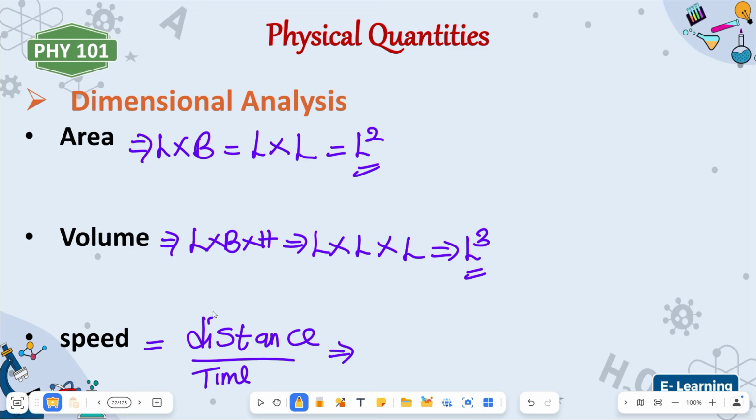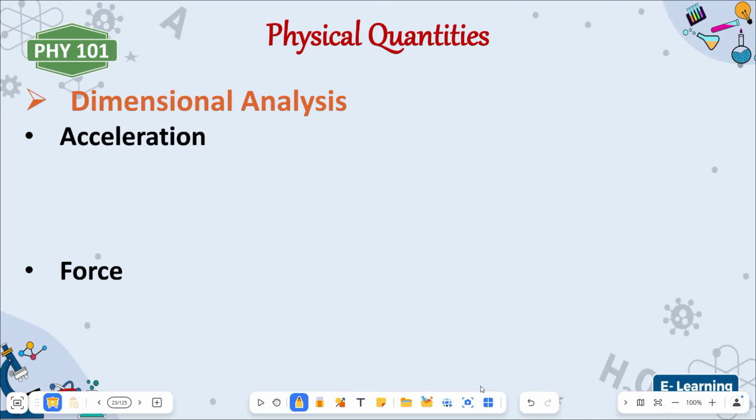What's the dimension for distance? It is also L, because I've told you that anything that has to do with measurement from one place to another is length. Time is capital letter T raised to the power of 1. So when this crosses, it becomes LT minus 1. Alright? These are very simple things.